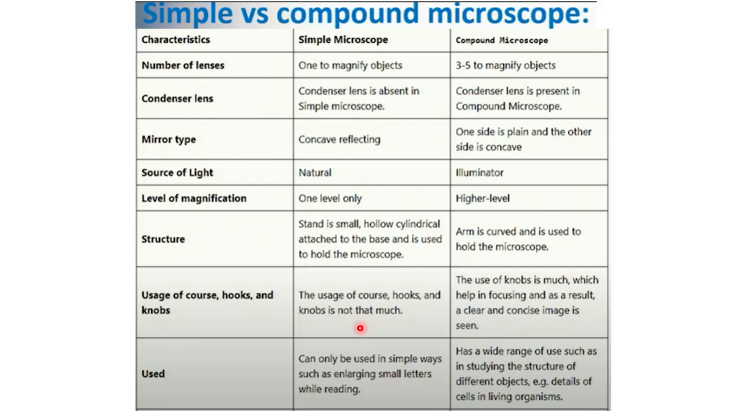Now what are the application areas? It can only be used in simple ways, such as enlarging the smaller letter or reading a small letter. It is not of that much importance in your research. But in the case of the compound microscope, it has a very vast application in the biomedical field, and also to visualize living organisms, different bacterial or virus species. The compound microscope is very much used.